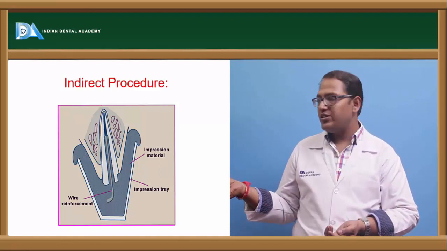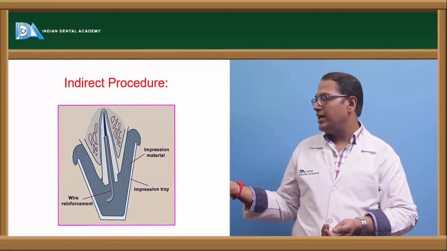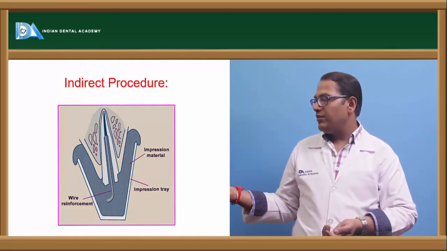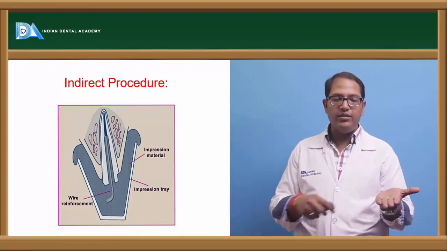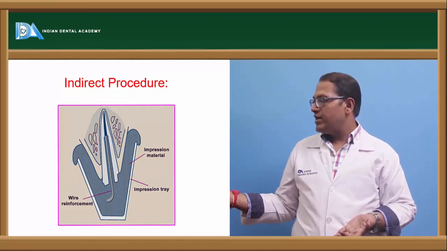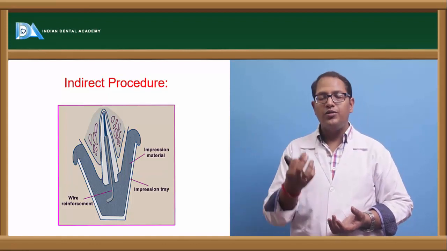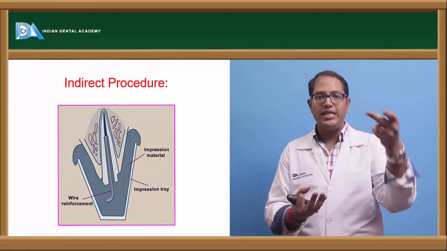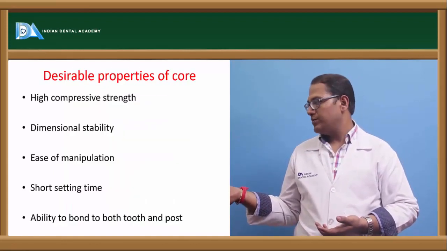In the indirect procedure, we keep a J-shaped wire reinforced inside the canal, and there is a stock tray in which impression material is fixed. That impression material will flow inside the canal, and when you remove the impression, you have impression material on top, a J-shaped wire, and onto that the impression of the canal. Now when you pour it, you will have a tooth which is hollow from inside once you remove the impression. So this is the indirect procedure outside the mouth.